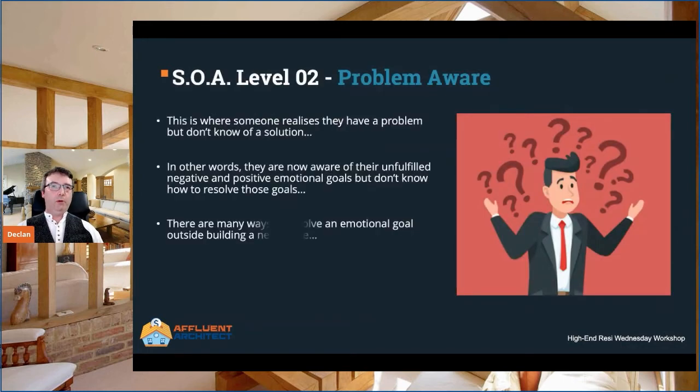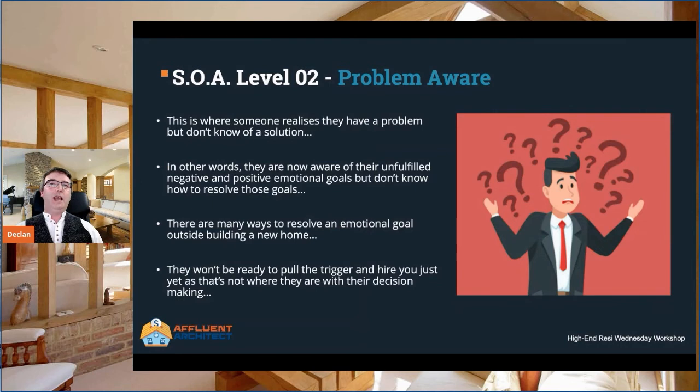Next up are problem aware people. And this is where someone realizes they have a problem, but they don't know of a solution. In other words, they are now aware of their unfulfilled negative and positive emotional goals, but don't know how to resolve those goals. Now, there are many ways to resolve an emotional goal outside building a new home. If the emotional goal is status, then satisfying that goal might be buying a sports car, might be expensive jewelry, expensive holidays, buying a new home, a lot of different things. And there will be a segment of your potential clients that will be in this category. However, they won't be ready to pull the trigger and hire you just yet, as that's not where they are with the decision-making process. Is this making sense?